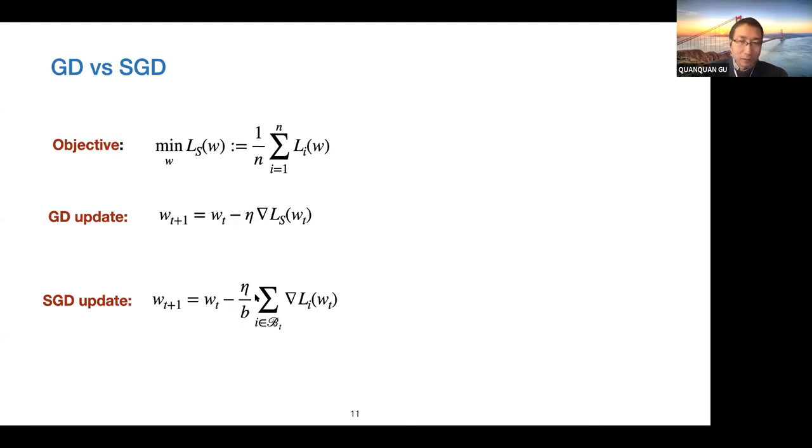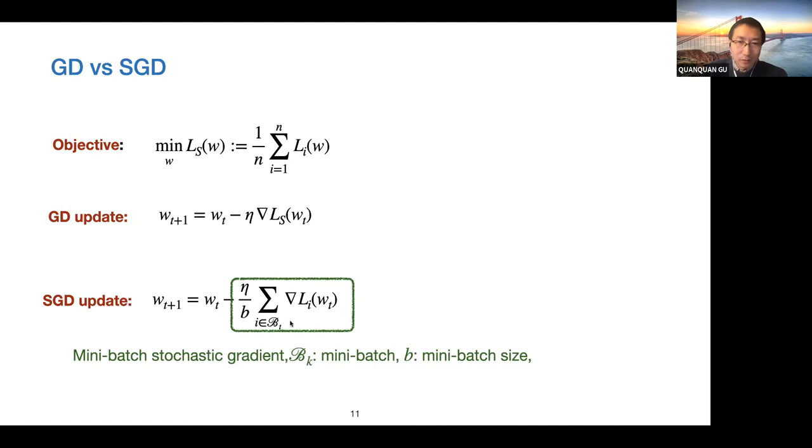For SGD, instead of using the full gradient, the gradient of the entire loss function, we are using the so-called stochastic gradient. Here is an example of a mini-batch stochastic gradient. We sample a batch B_t whose size is equal to little b. So there are, for example, b training data points that are sampled i.i.d. with replacement from the training data set. And then we just calculate the average of the stochastic gradient over these b training data points. And then we also use some step size to determine the increment we want to move along the negative direction of the stochastic gradient.